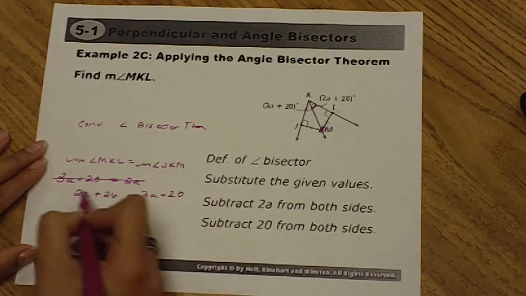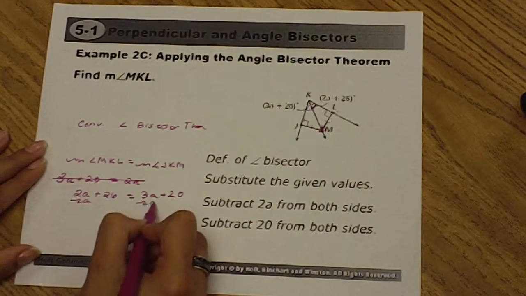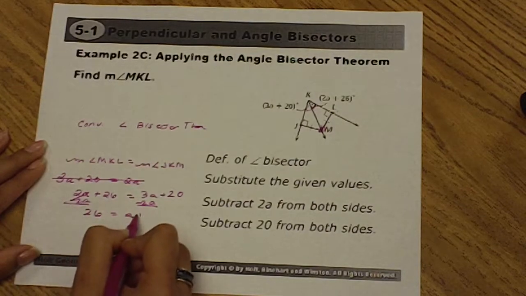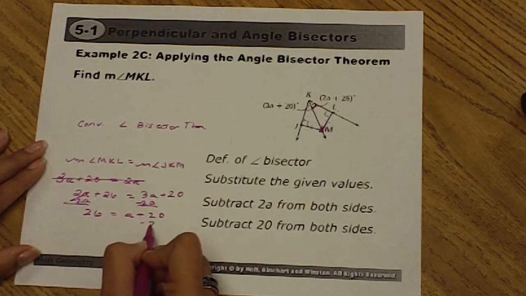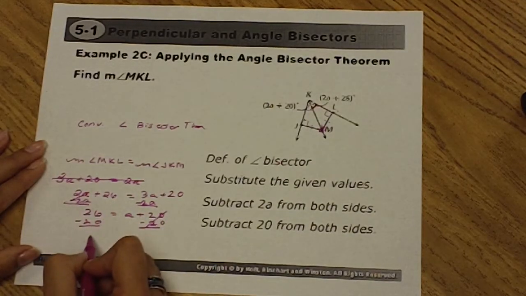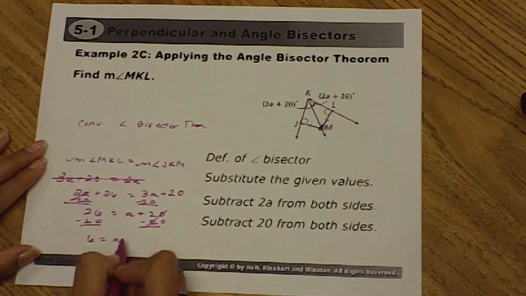And I can subtract the 2A from both sides. This is gone. I get 26 equals A plus 20. I minus 20 from both sides. That's gone. I get 6 equals A.